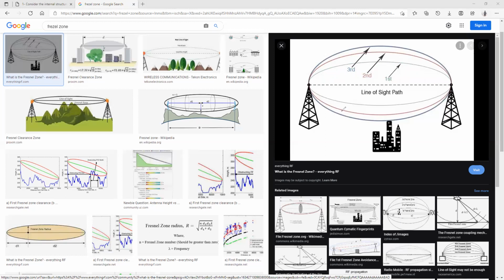So there'll be a first zone, a second zone, and a third zone. Basically, there are different levels of zones. The more effective line of communication becomes your first Fresnel zone. Within this zone, there shouldn't be any obstacle. The first zone is the most critical zone, and then there will be a second zone, and then a third zone.